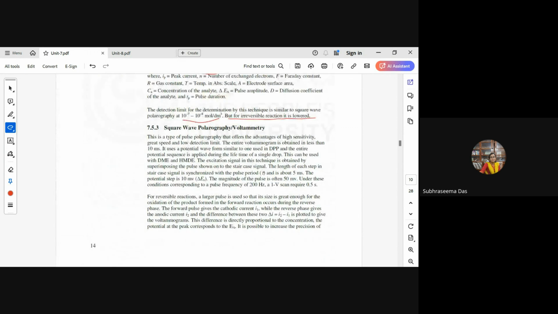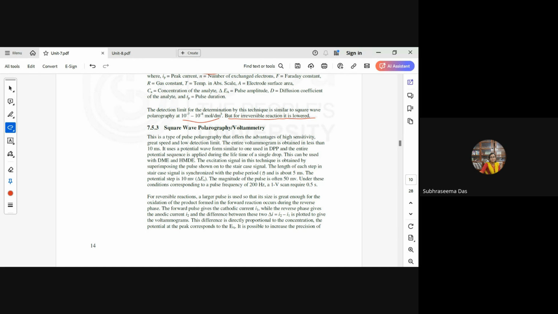Square wave polarography is a highly sensitive technique. It occurs with great speed and has a very minute detection limit. The entire voltammogram can be obtained in less than 10 milliseconds. Its waveform is also similar to that of DPP, and it has also been used with DME and HMDE.